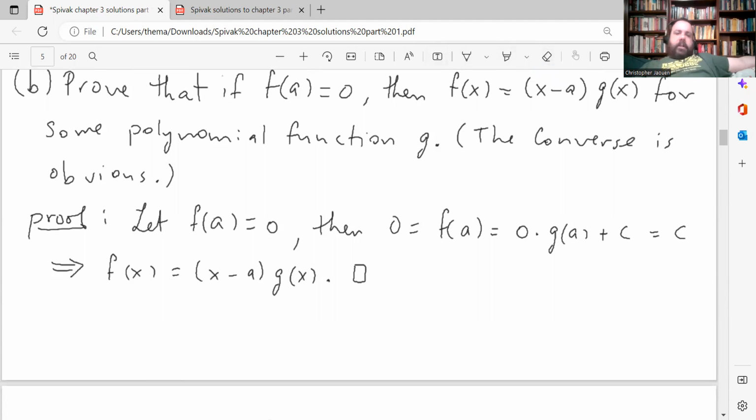So here instead we'll assume that f of a is 0. Then using part A, 0 is f of a, which equals 0 times g of a plus c, which means that c has to be 0. So that means that f of x equals (x minus a) times g of x. That follows directly from part A.